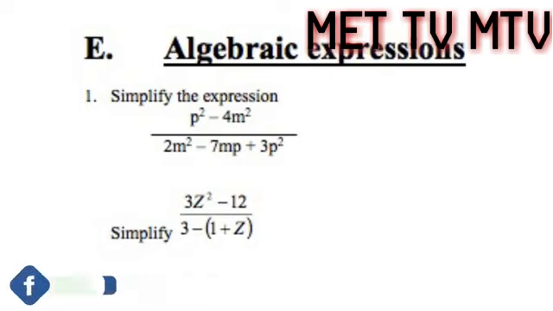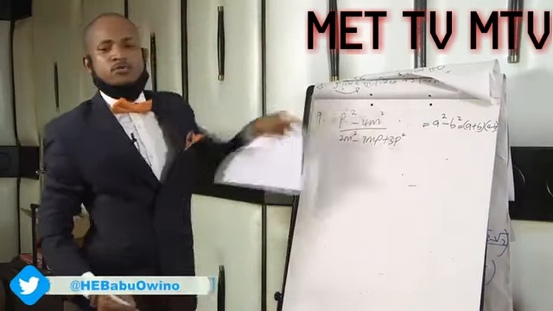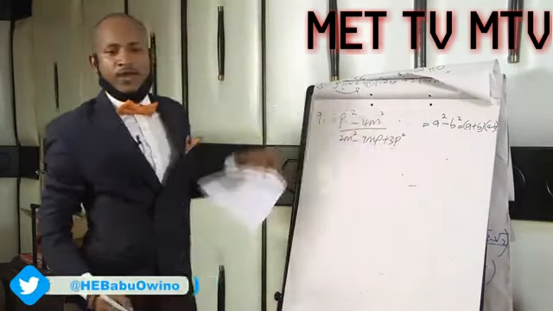We can see the numerator is a difference of two squares. A difference of two squares means a squared minus b squared, which can be written as a plus b into a minus b. Therefore, p squared minus 4m squared, you can see it is p squared minus 4 can be written as 2 raised to power 2 m raised to power 2. So when you simplify this with the difference of two squares, you just write p minus 2m into p plus 2m. A squared minus b squared is equal to a plus b into a minus b.